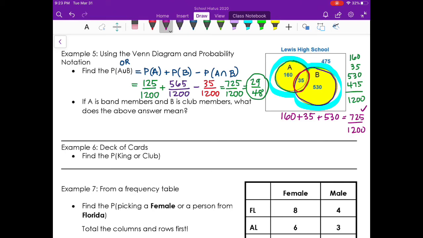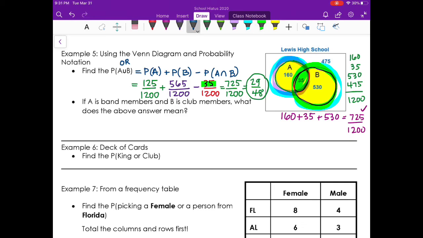But this just illustrates a little further why we are subtracting that overlapping part. We counted the overlap with both group A and then again with group B. And so that overlapping part got counted twice. So we had to subtract one of those times out of there to cancel that out.